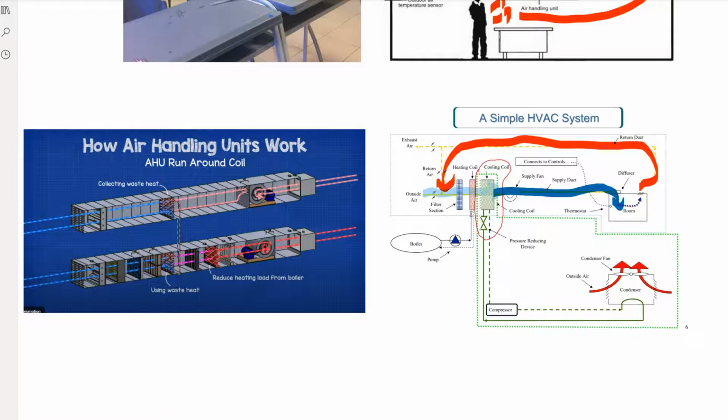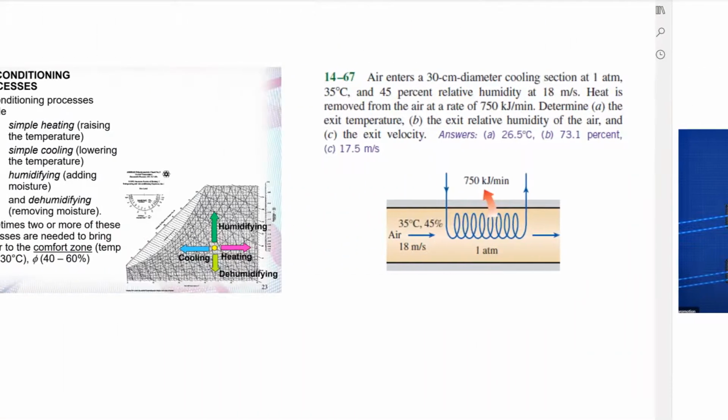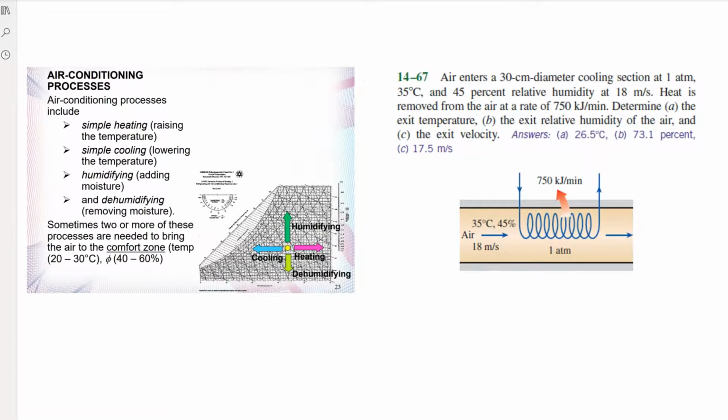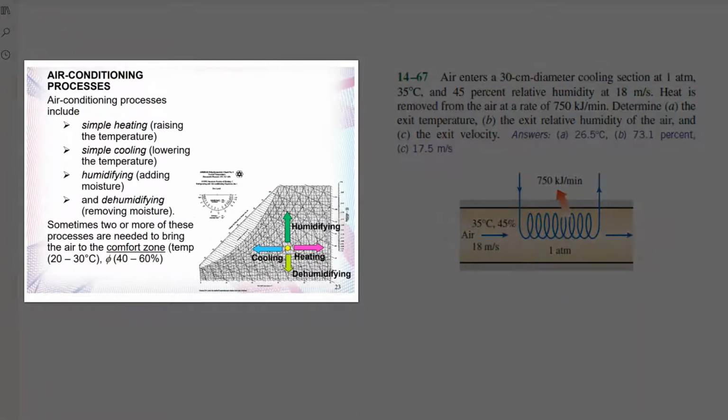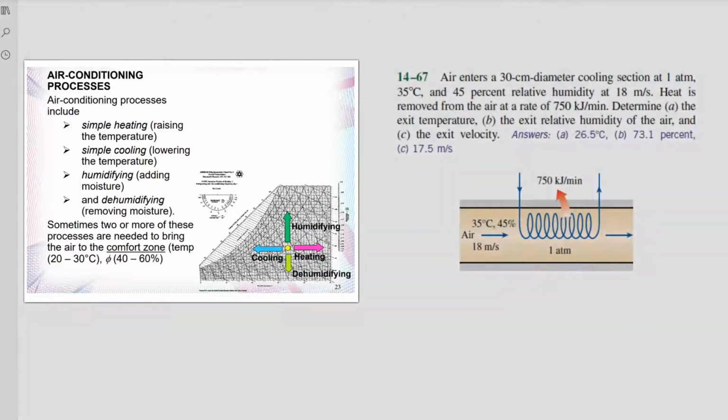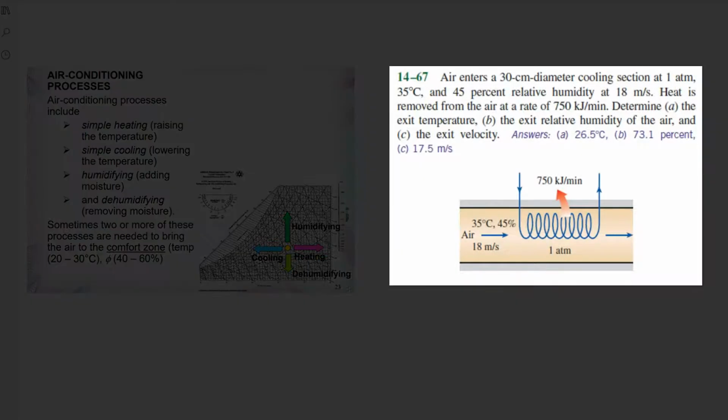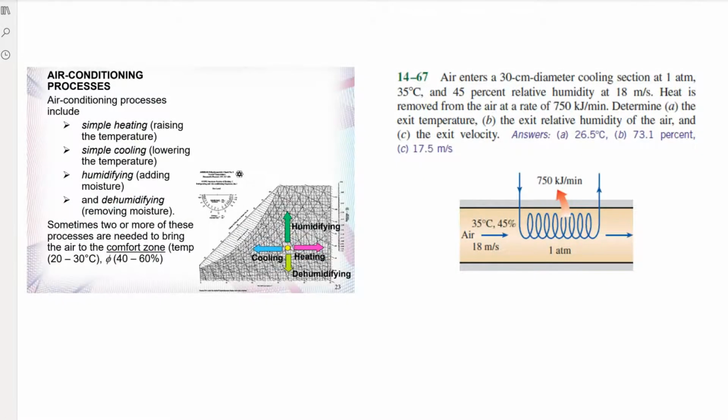space. Whereas the focus of our mini project is to suit our environment, which is we don't have four seasons, so mainly we are going to design for a cooling effect inside a room. Hence, this is what we are going to learn in this video. We are going to have a look at the air conditioning process, and then we are going to try to solve this simple cooling example over here.